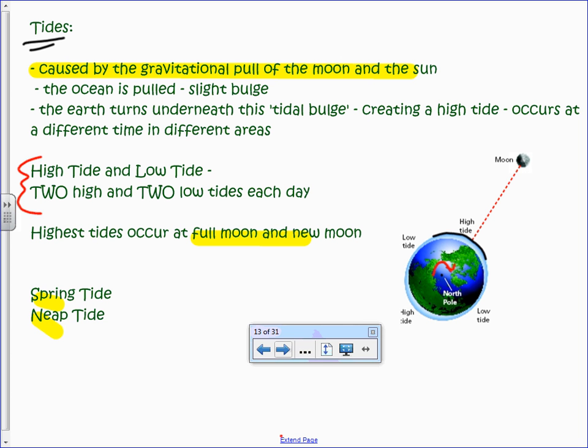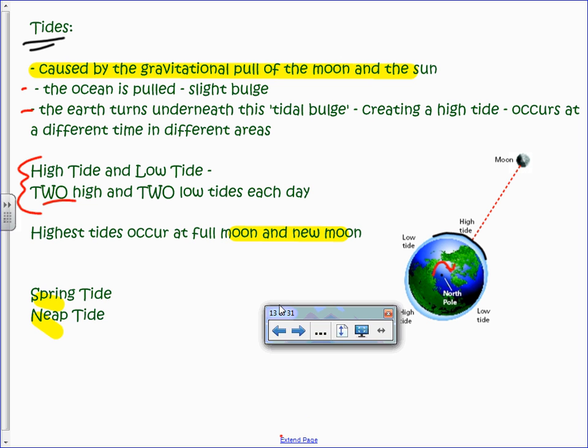So the ocean is pulled, the Earth turns underneath the tidal bulge, and the high tides, you can't just say, oh, the high tides are going to be at 6 o'clock in the morning. Well, in one place it's going to be at 6 o'clock in the morning, and slightly down the coast it might be somewhere else, because the coast is not a big flat line. The high tide and low tide, 2 high and 2 low each day, roughly speaking. It does vary slightly by where you live. And the highest tides will occur at the full moon and the new moon. And we'll talk about that a little bit more next week.